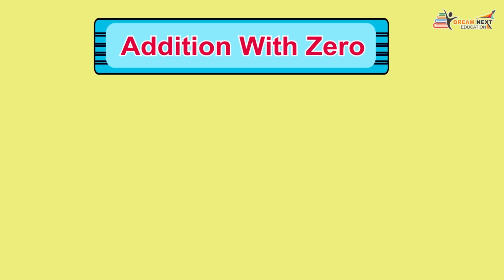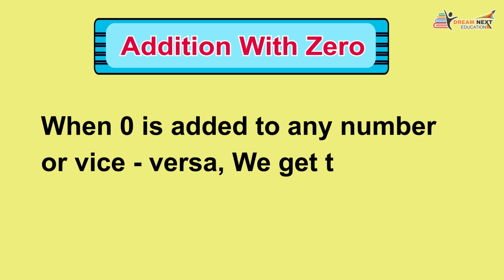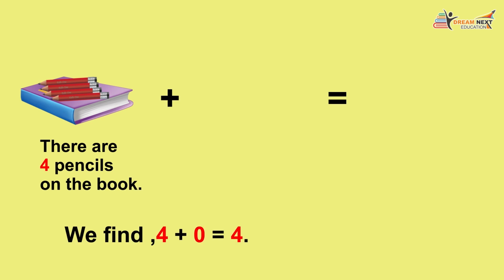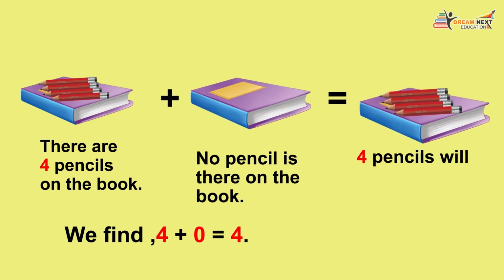Addition with 0. When 0 is added to any number or vice versa, we get the number itself. There are 4 pencils on the book. We find 4 plus 0 is equal to 4. Plus, no pencil is there on the book, is equal to 4 pencils will remain on the book.